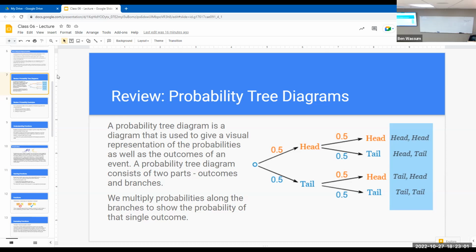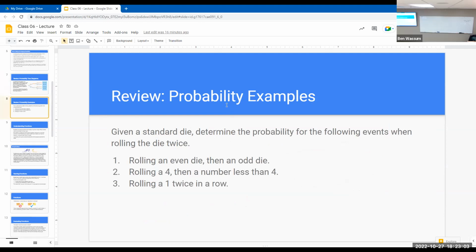I feel like I've talked too much about that. Let's look at problems. I only did a couple of problems because I feel like the explanation part is really the most useful, and honestly, we did a lot of examples last time. I think we were feeling pretty good on probability. So this guy says, given a standard die, determine the probability for the following events when rolling the die twice.